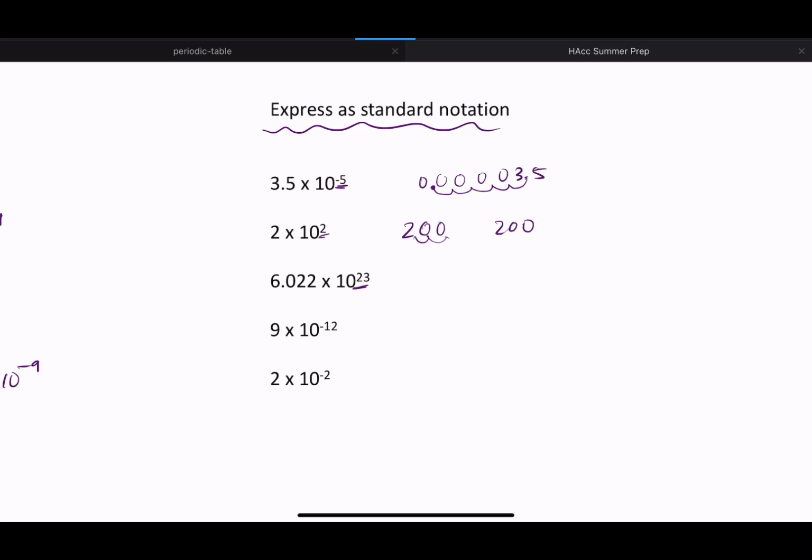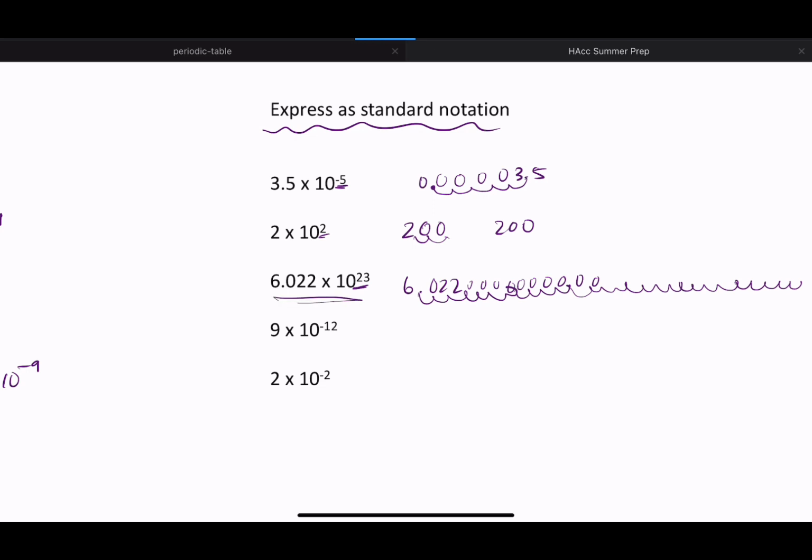6.022 times 10 to the +23. So that would be 6, and then 0.022, 1, 2, 3, 4, 5, 6, 7, 8, 9, 10, 11, 12, 13, 14, 15, 16, 17, 18, 19, 20, 1, 2, 3. Okay, and if you take a look at that, that is a ridiculous number of zeros. I don't even know that I drew the right number of lumps there. I'm not going to finish that, but it's a boatload of zeros.